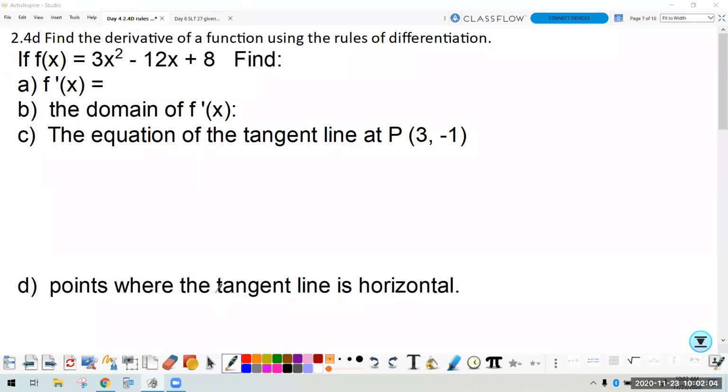What was the equation? Point slope form: y minus y1 equals m times (x minus x1), where m is our derivative at a point. This is the x value, and this is the y value at that point.